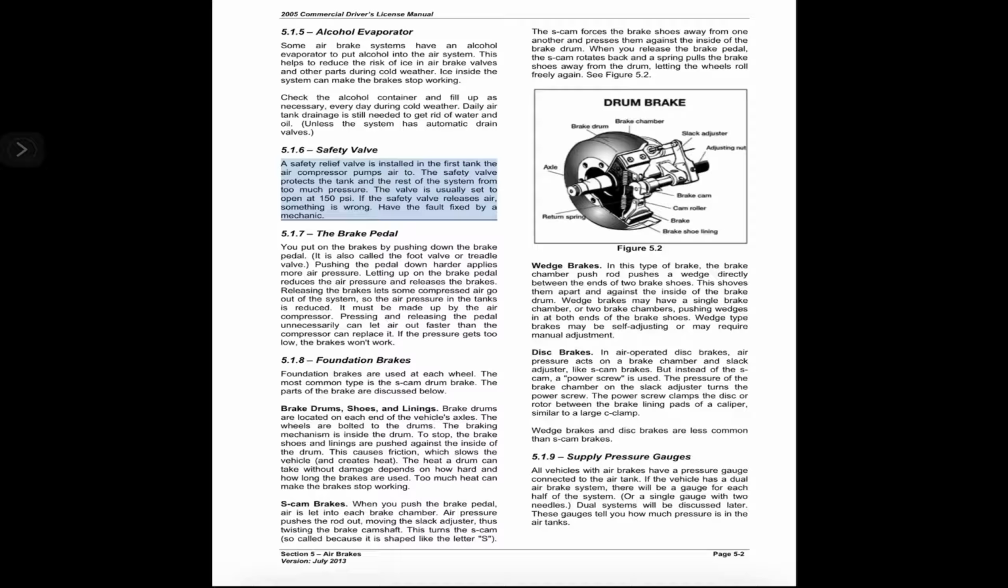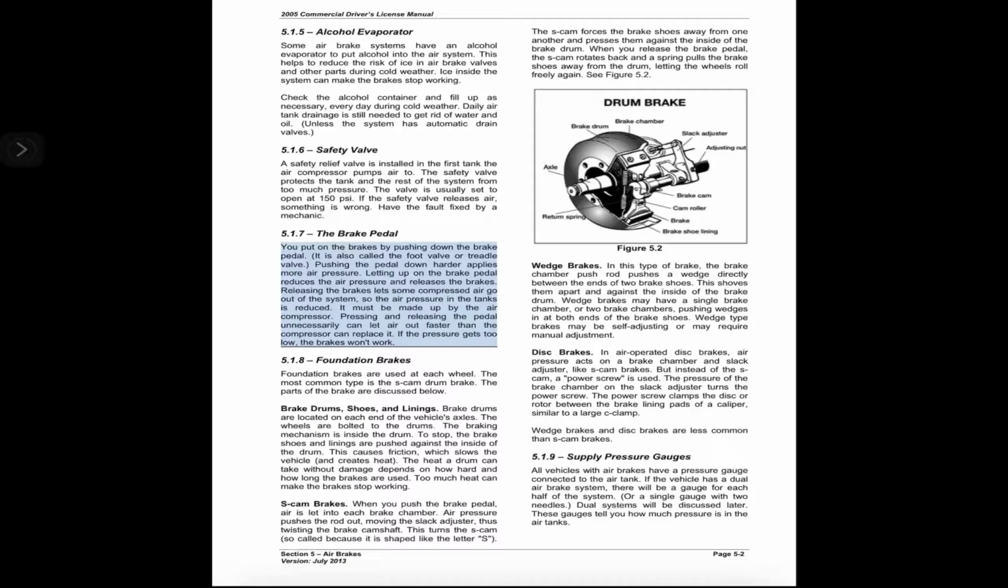5.1.6 Safety valve. A safety relief valve is installed in the first tank the air compressor pumps air to. The safety valve protects the tank and the rest of the system from too much pressure. The valve is usually set to open at 150 psi. If the safety valve releases air, something is wrong. Have the fault fixed by a mechanic.